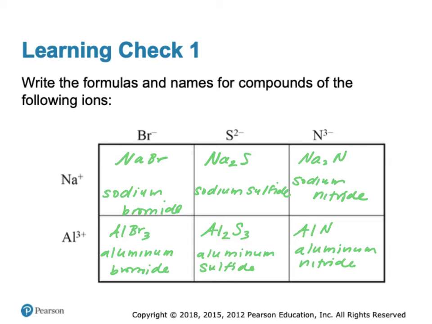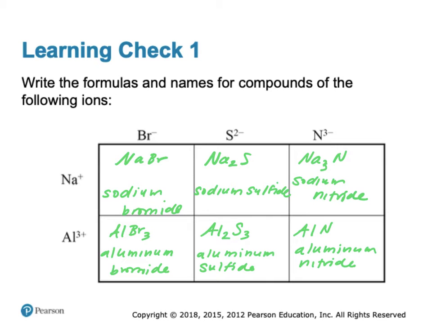You can see here we have +1 for sodium, and -1 for bromine, so we get sodium bromide. Then we have +1 for sodium and -2 for sulfur, so we need 2 sodiums, so it's sodium sulfide. Then we need 3 sodiums because there's a -3 on that nitrogen for sodium nitride. Let me just fix that 3. Then we have aluminum and bromine. You're going to need 3 bromines to balance the charge to make aluminum bromide.